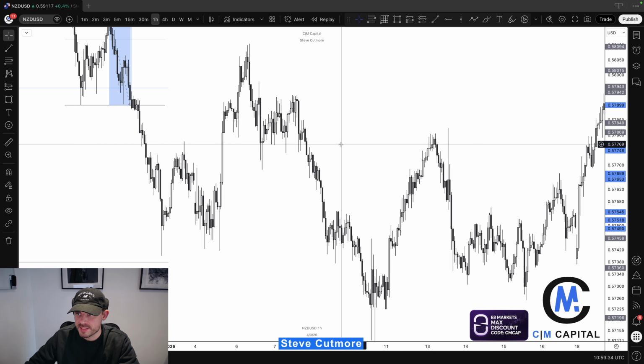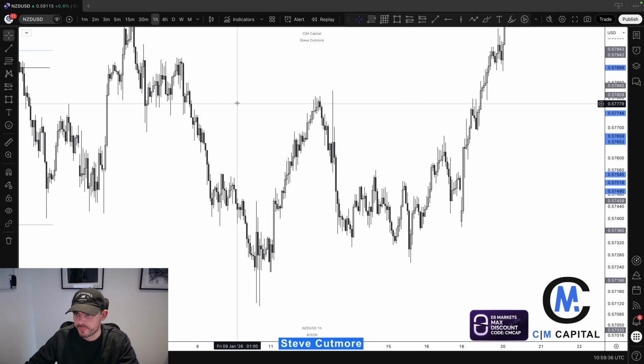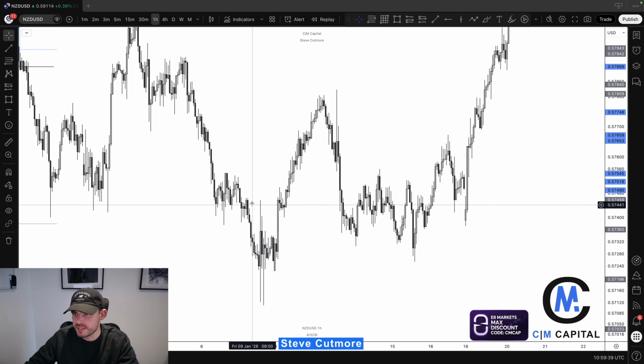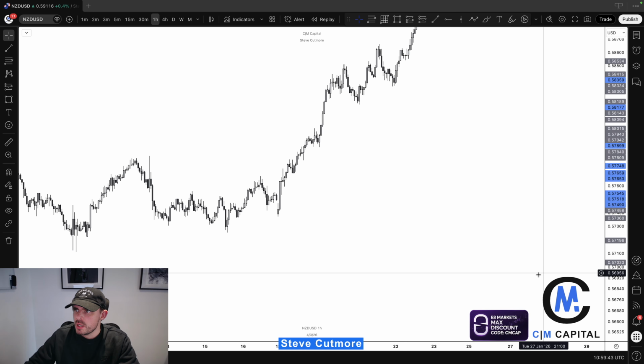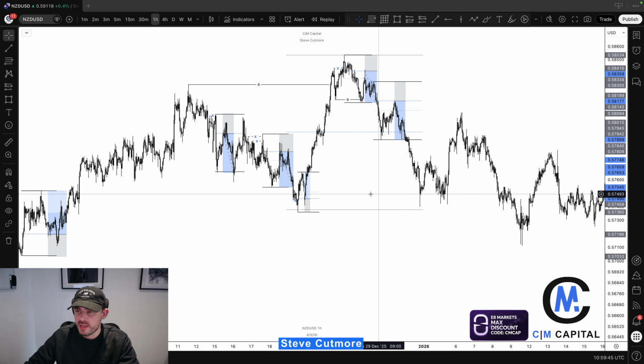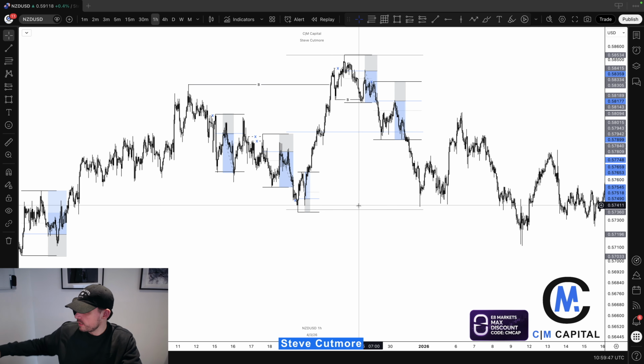Nothing, it's a bit messy for now. Then we pull down, we break structure again, then we break structure back to the upside. Yeah, messy. And yeah, that is that on that one. What was I looking at again?